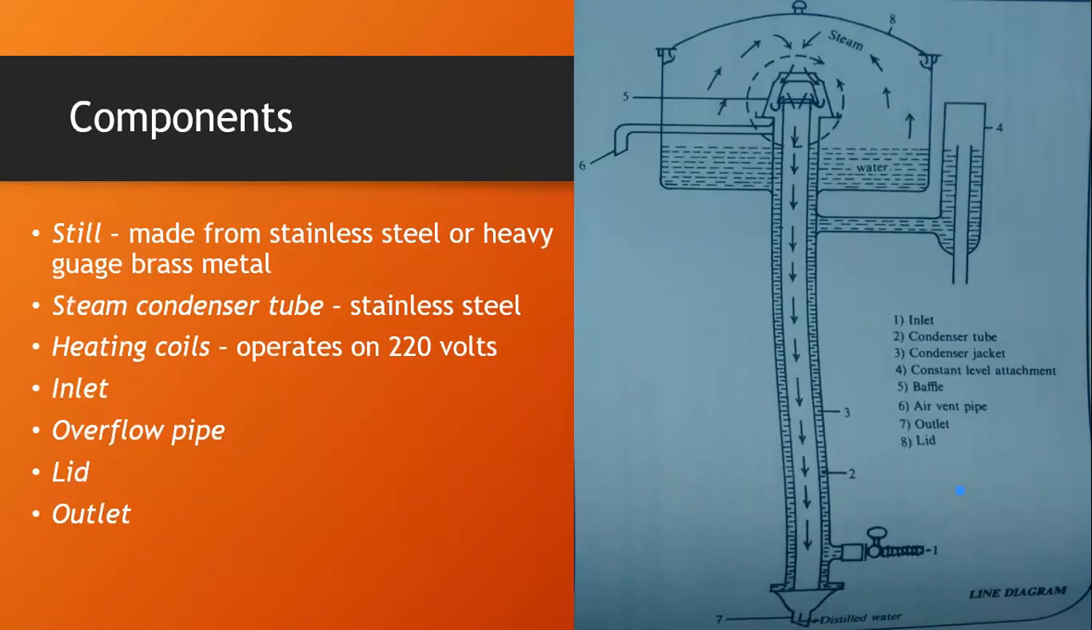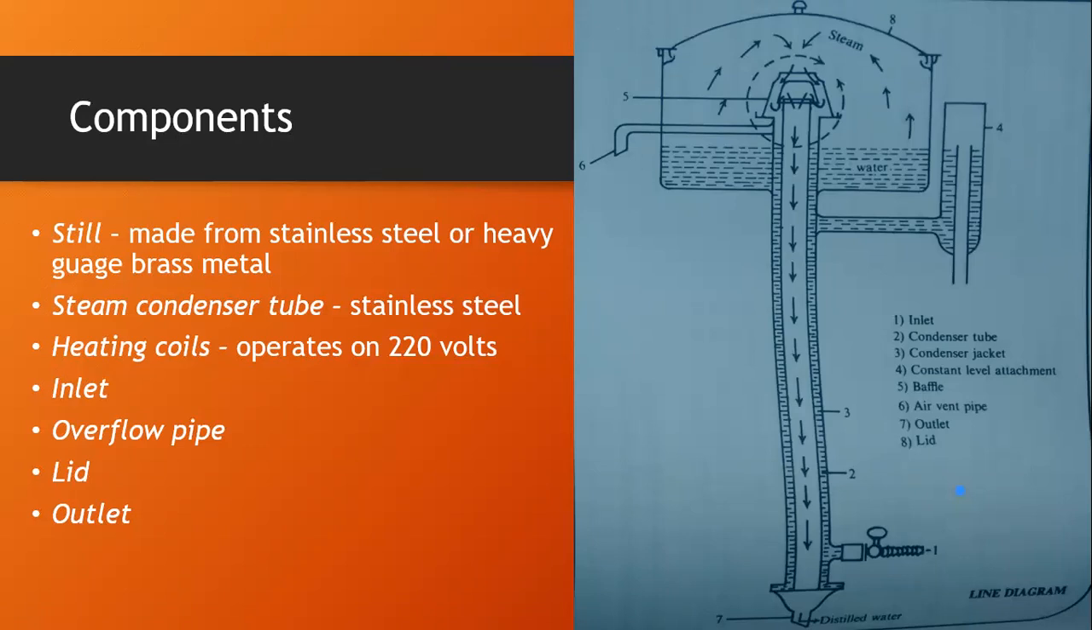So what is a still? The still will be our container where we place the water to be purified. It will be made from either stainless steel or heavy gauge brass metal. The idea behind this is that the still is the part which is going to get heated. The heat source will be located either on the still or under the still. So the metal used for preparation of the still should withstand high temperatures. It should withstand heat.